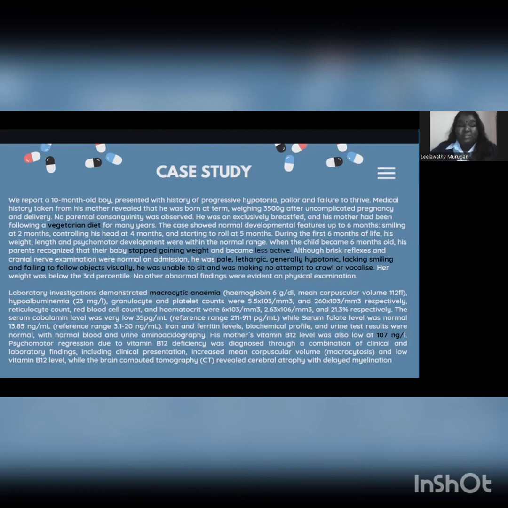And there are also some laboratory investigations and findings that refer to vitamin B12 deficiency.